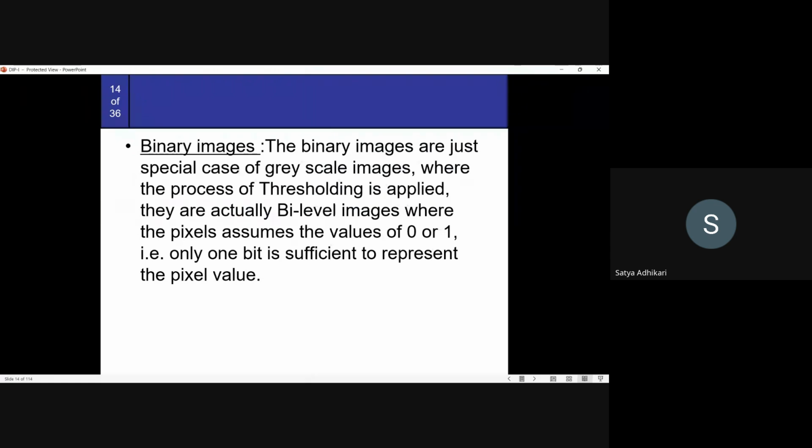So a binary image is a gray level image, a special case of that. But the color is only represented by two values, 0 and 1. If it is white, it is 0 and black is 1, or whatever it may be. So only one bit is sufficient to represent the pixel value. But in the previous case, we discussed that a pixel value can represent a maximum of 256 values, 0 to 255. But here, the binary image represents only two colors, 0 and 1, either black and white. In that case, we can tell it is a binary image.